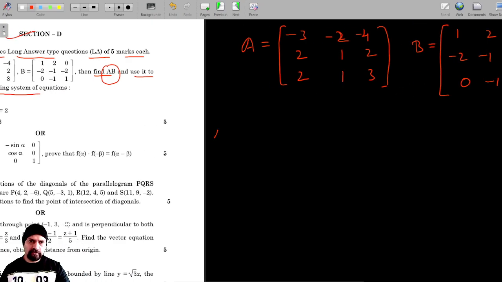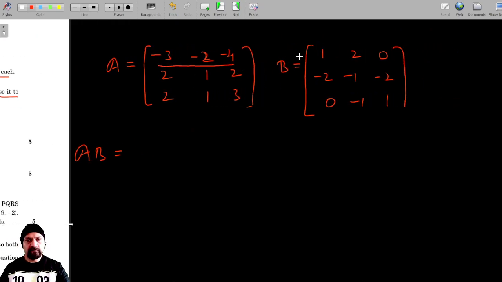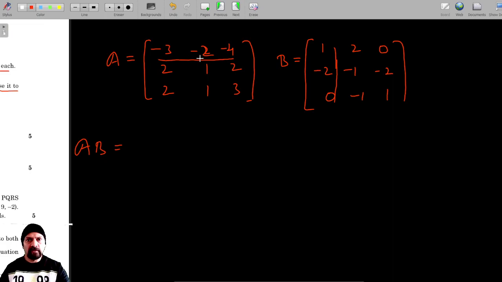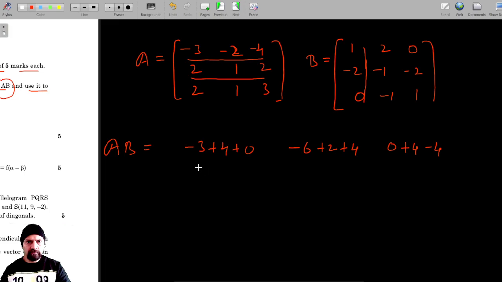We have to find the product, so let's find the product AB. This is first row and first column: minus 3 into 1 is minus 3, negative 2 into negative 2 is plus 4, minus 4 into 0 is 0. First element. And minus 3 into 2 is negative 6, plus 2, plus 4. Minus 3 into 0 is 0, minus 2 into minus 2 is plus 4, and negative 4. This is the second row and first column, so 2 into 1 is 2, 1 into minus 2 is minus 2, 2 into 0 is 0.